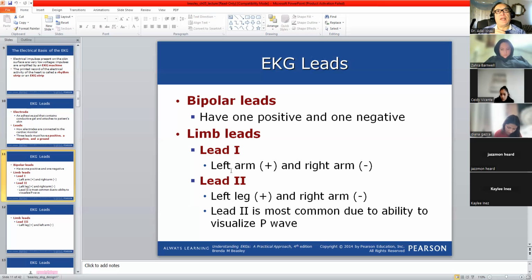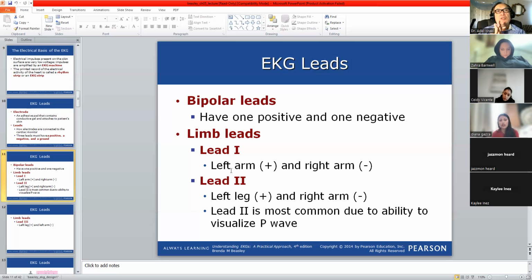Einthoven's triangle. So what is the rule? I need you to save it, okay? Number one, what are the bipolar leads? The bipolar leads are lead 1, lead 2, lead 3. What is the charge of the left arm? Left arm, sometimes positive, sometimes negative. What about the right arm? The right arm all the time negative. What about the left leg? All the time positive. You got it?